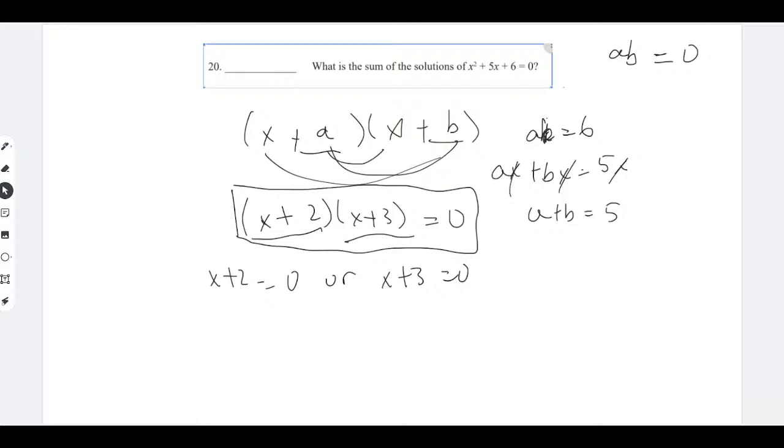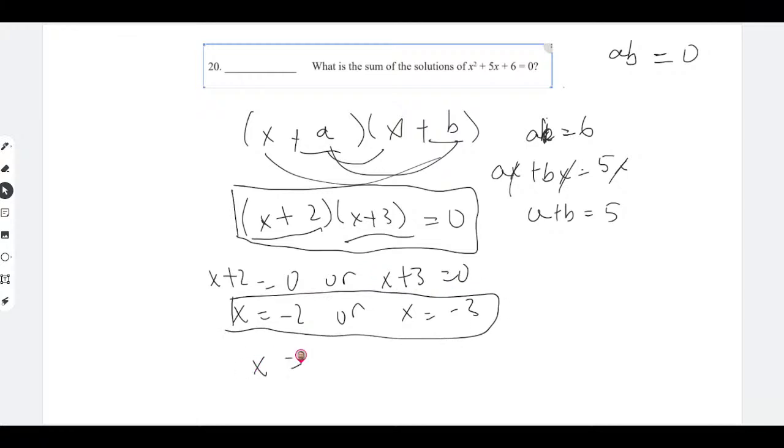Okay. So then we can just solve for these two equations individually, right? You can see the equations that we have now are both linear equations, so you can just directly solve for x. On the left equation, x is equal to negative 2, or x is equal to negative 3, right? So then you can say this is your answer, or x is equal to the set of negative 2, negative 3.